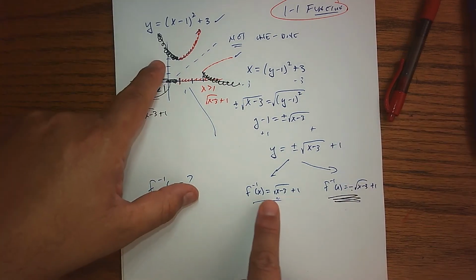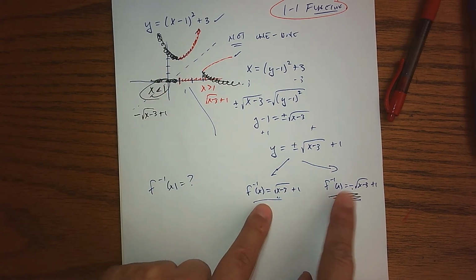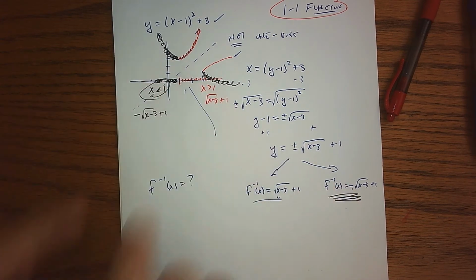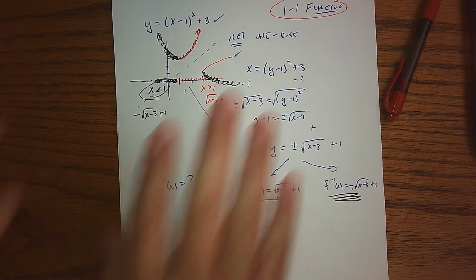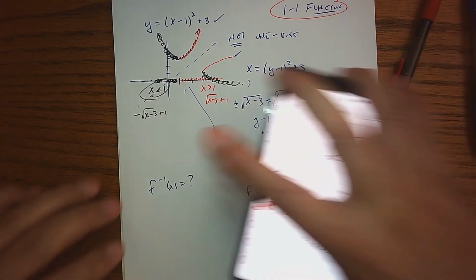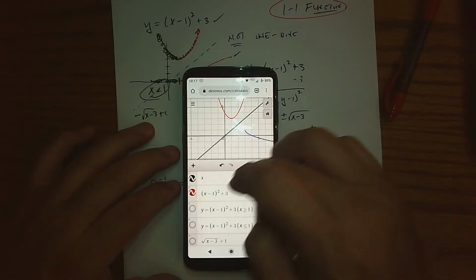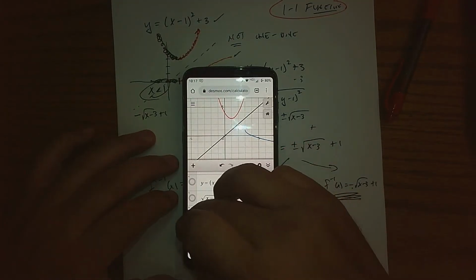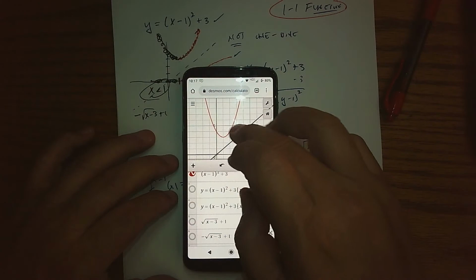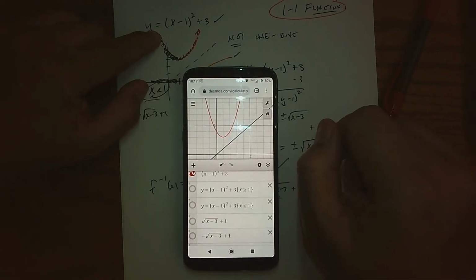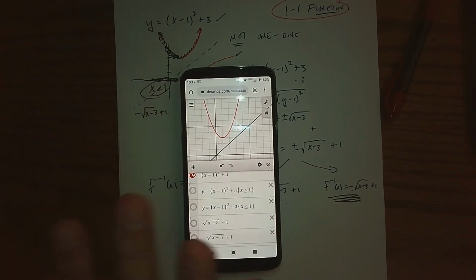So I can figure out which one I need for the restricted domain that I have. My picture's a little crazy, so let me go ahead and go to this. Here in red, I have the graph of x minus 1 squared plus 3. So I've got the full graph.